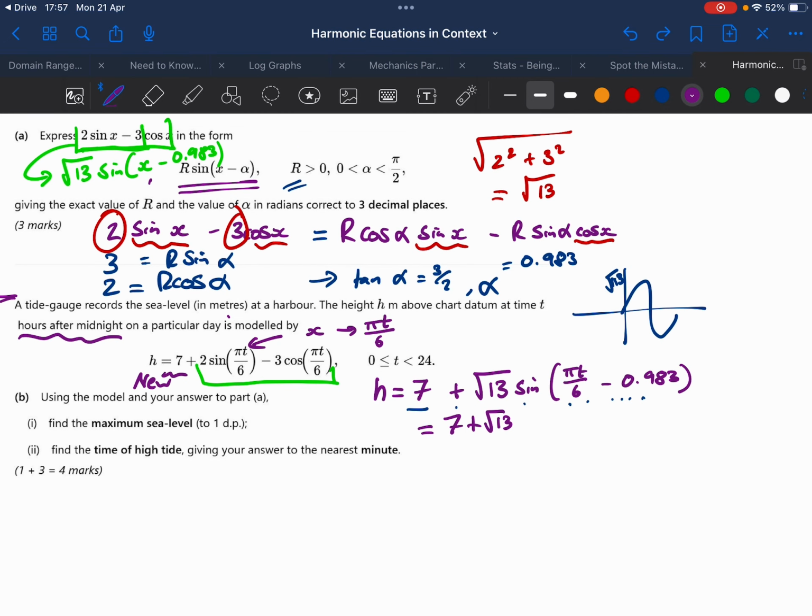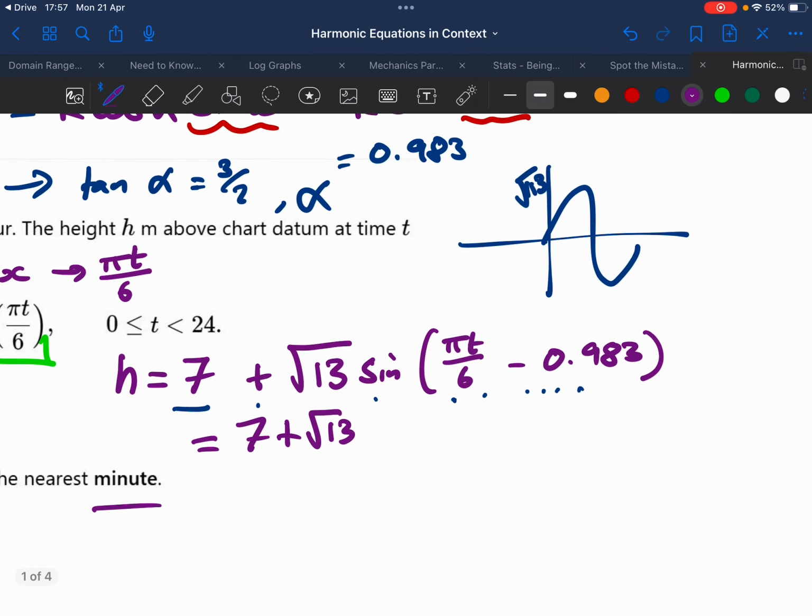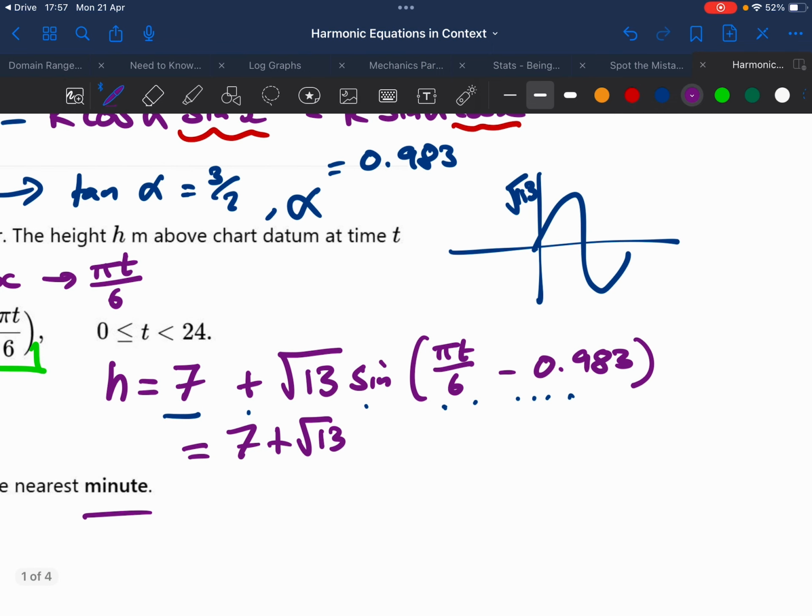find the time of this high tide, so it would be a bit clearer, it would say the same thing, the maximum, to the nearest minute. So how do we do that? Well, there's a few ways of doing it. So probably the most efficient way is as follows.